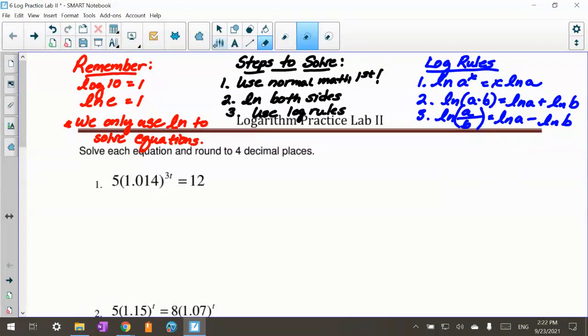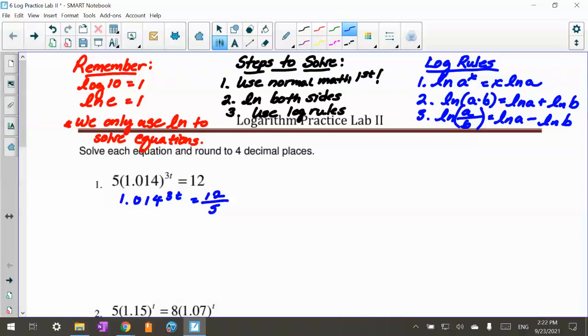All right, so let's look at our first one here. I'm going to try to change up colors. I have 5 times 1.014 to the 3t equals 12. I always try to do normal math first, so I can see I can divide by 5. If I divide both sides by 5, I have 1.014 to the 3t equals 12 divided by 5. When I look at this and there's no more normal math to do, then I'm going to start natural logging both sides. So let's natural log this side, natural log this side.